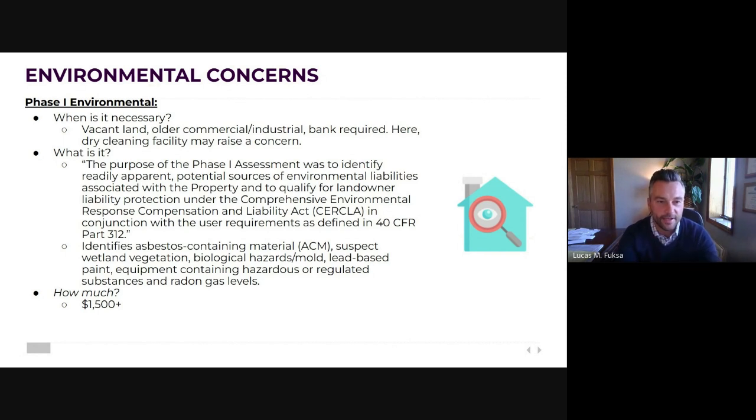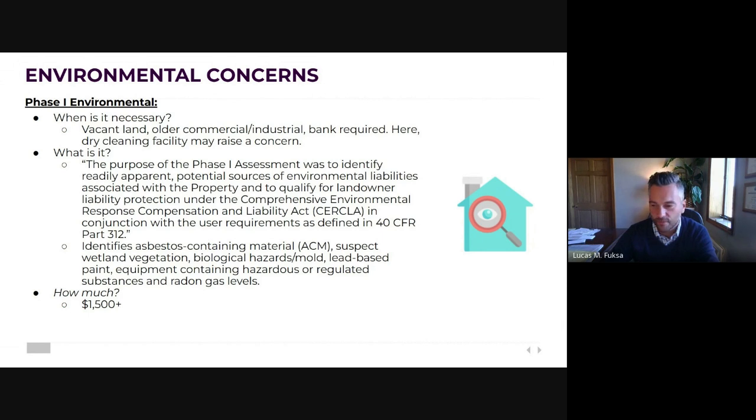Whether you're buying vacant land, older commercial or industrial land, and bank required. So bank required is anytime you're getting a loan on a commercial property and not buying it all for cash. I could almost guarantee you a phase one environmental report is going to be required. And here in our case study, one of the retail spaces on the first floor is a dry cleaning facility. So keep that in mind as we go through this.